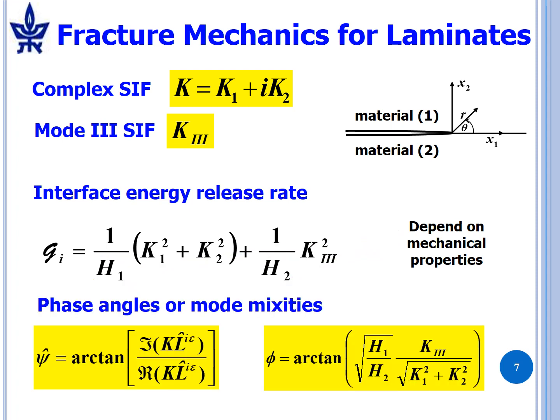And we have two mode mixities or phase angles. In the first case, psi hat is the ratio of the imaginary part. You can think of multiplying K by L to the i epsilon, which is a normalizing factor, and we have the imaginary part of that and the real part of it. So it's like K2 to K1. And phi is a mode mixity, comparing K3 to the sum of the squares of K1 and K2.